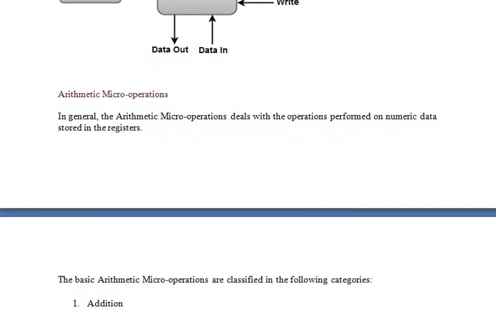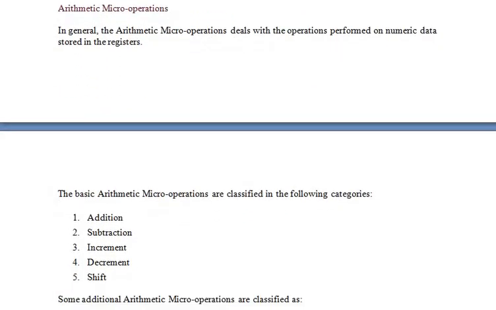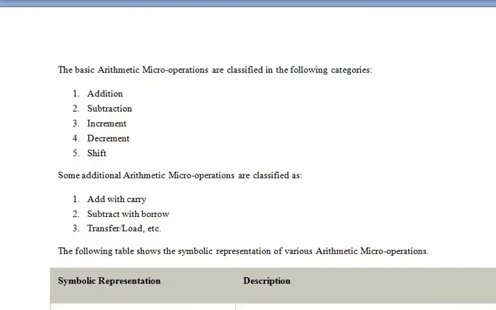Now we will see the arithmetic micro operations. In general, the arithmetic micro operations deal with the operations performed on numeric data stored in the registers. The basic arithmetic micro operations are classified into the following categories. First one is addition, subtraction, increment, decrement and shift.